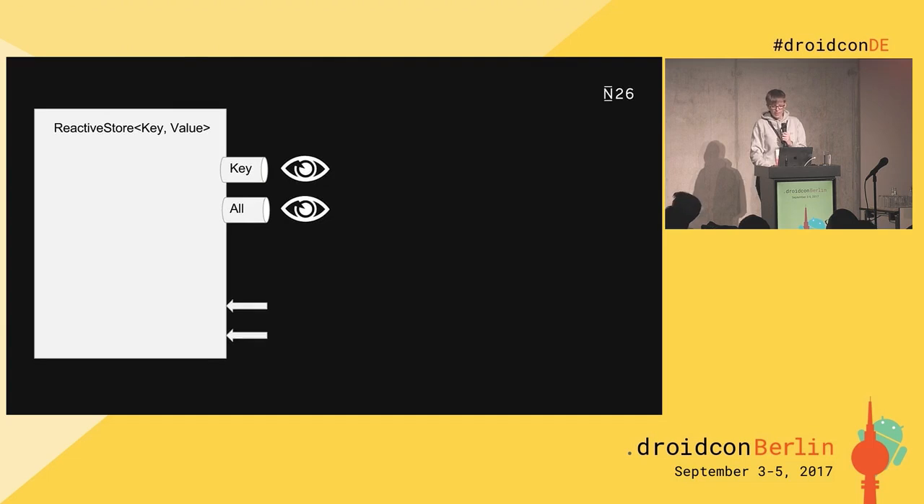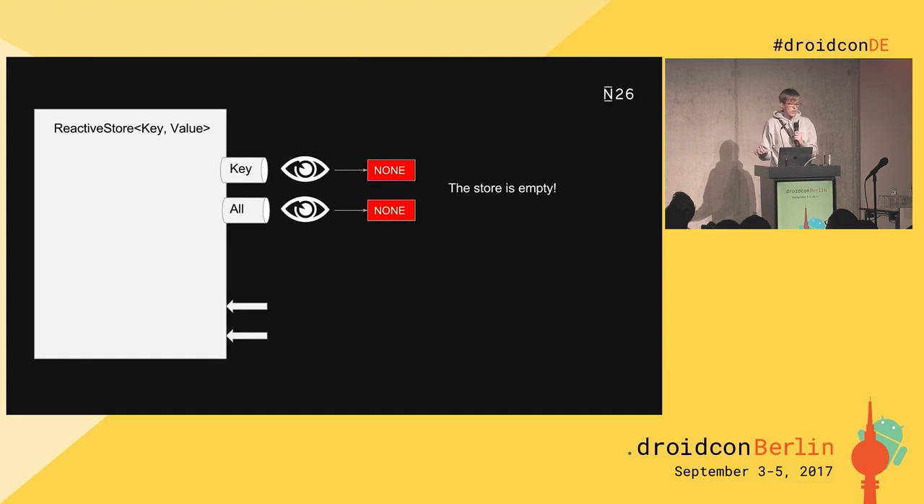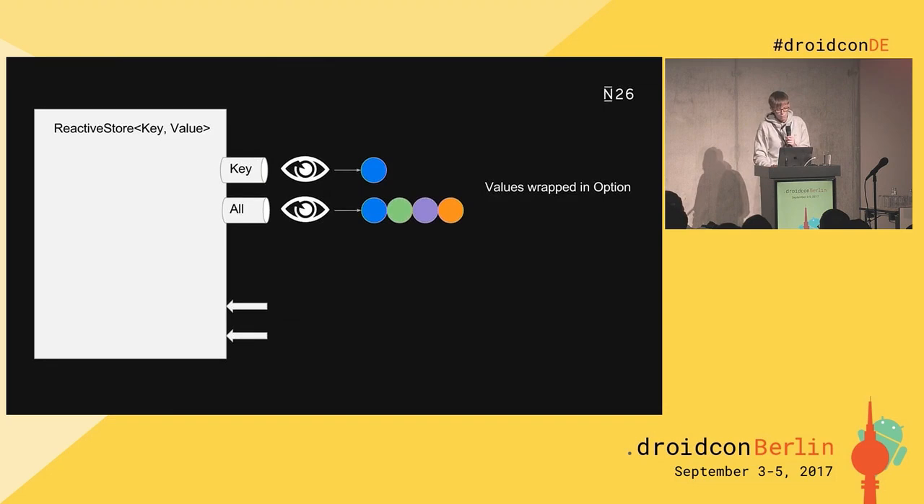So let's say the store is empty and we have these subscribers. Well, they're going to receive none immediately. That's why we wrap it in an option, so we can receive this none signal. And maybe we can decide later on what we want to do in this case. If there is something in the store, then we are going to receive the values wrapped inside the option.